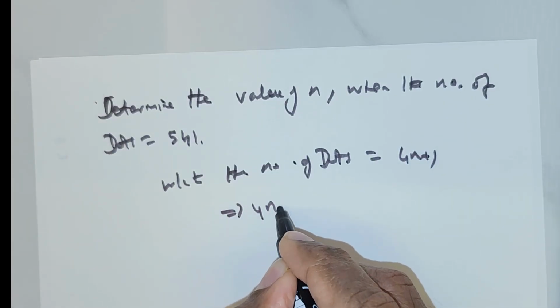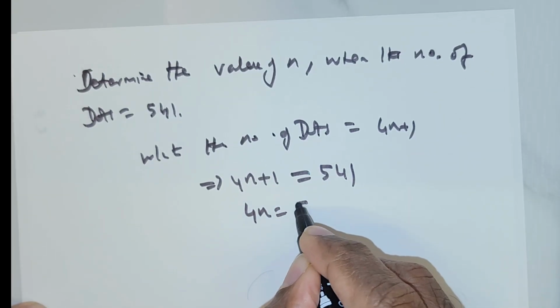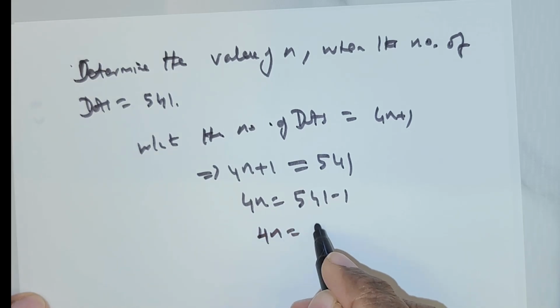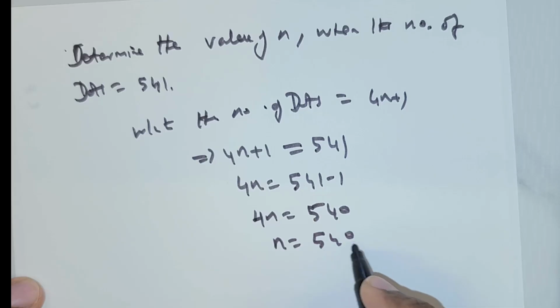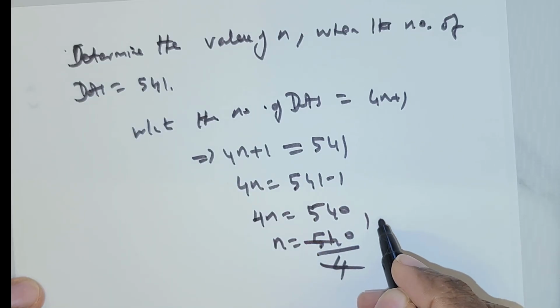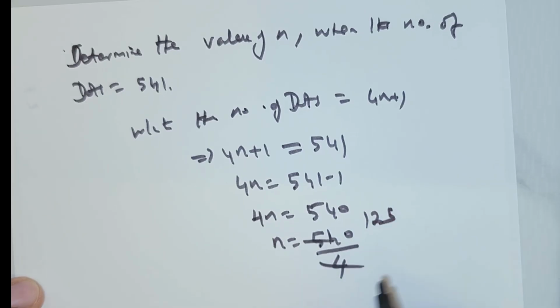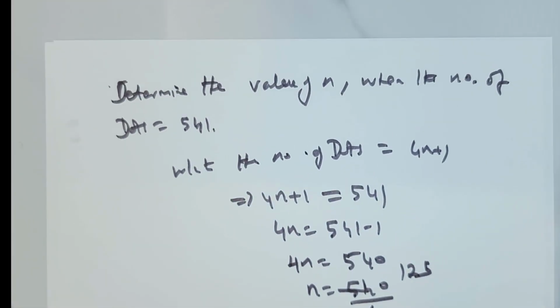So this means 4n plus 1 is equal to 541, which means 4n is equal to 541 minus 1, which means 4n is equal to 540. Therefore n is equal to 540 divided by 4. 4 divides 5 once, 4 divides 4 once, 4 divides 0, giving 135. So n is equal to 135. That is the answer to this question.